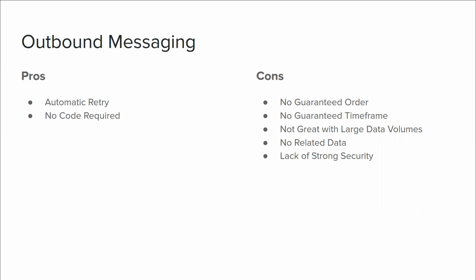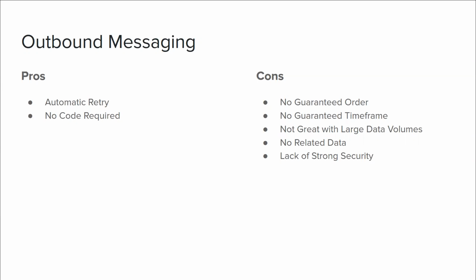You also get no related data. This is only data on a single object. So if you wanted to go back with that case and comments, you can't send comment data with the case message. You can only send case and then you can only send comment.